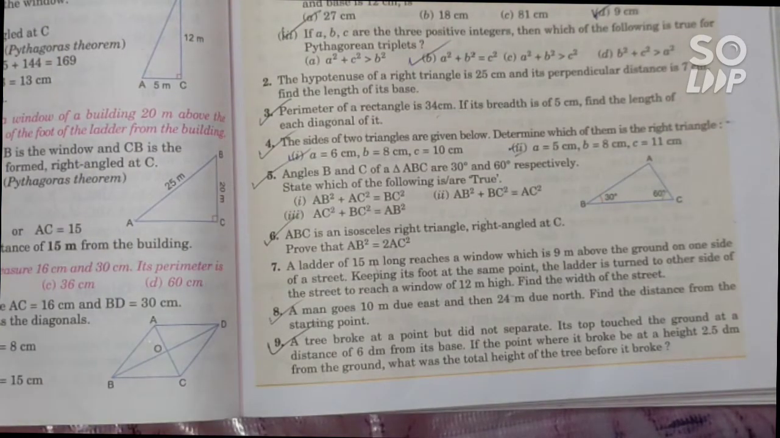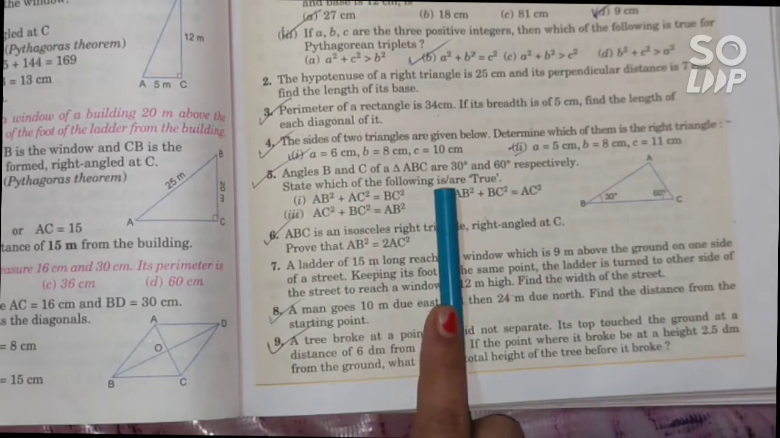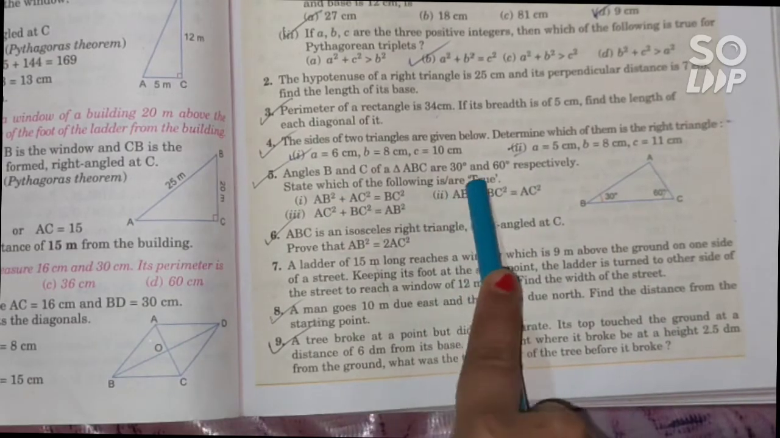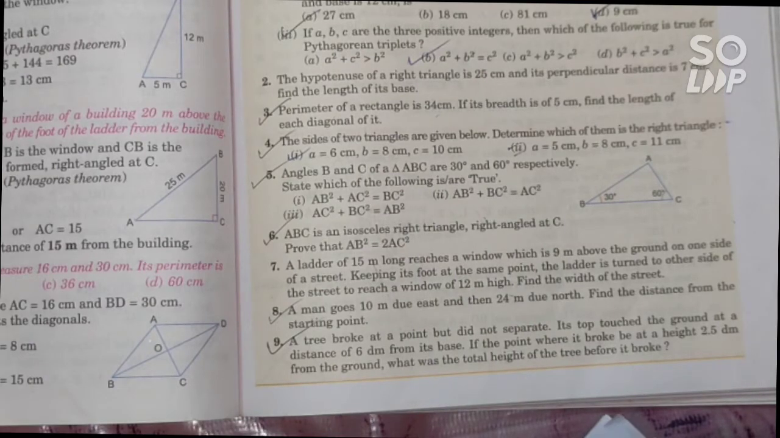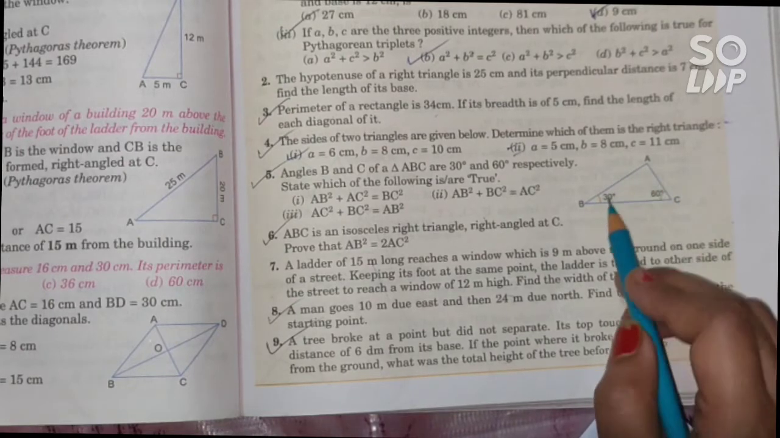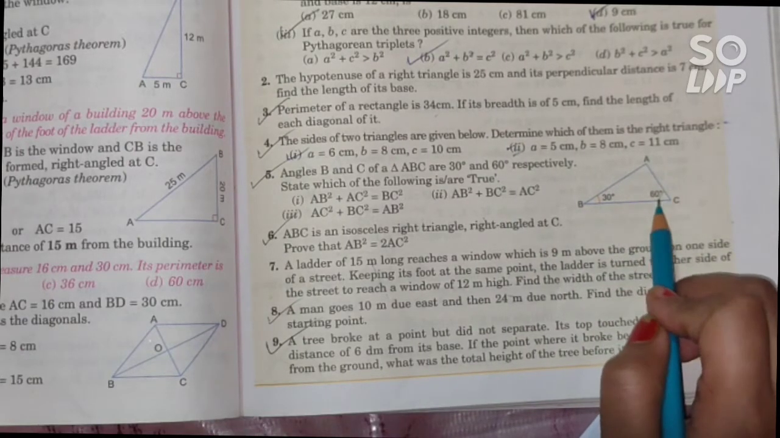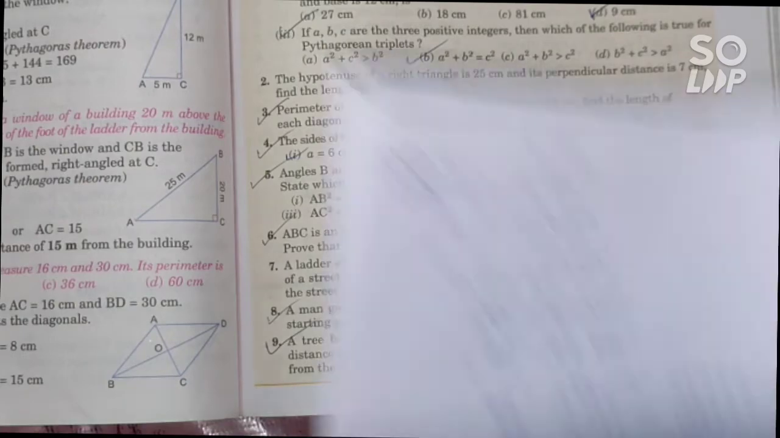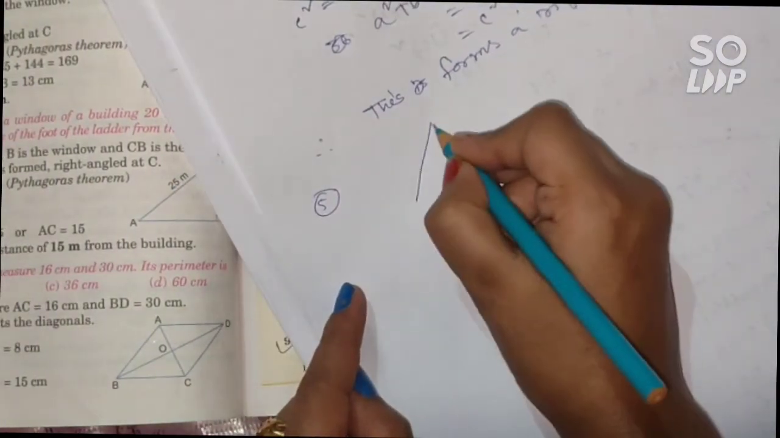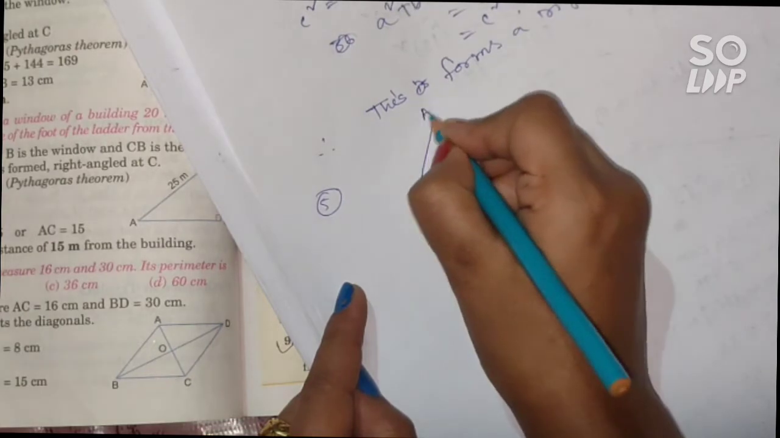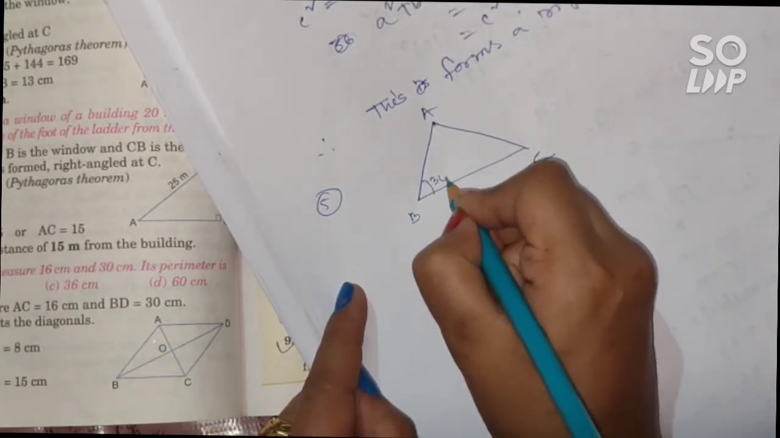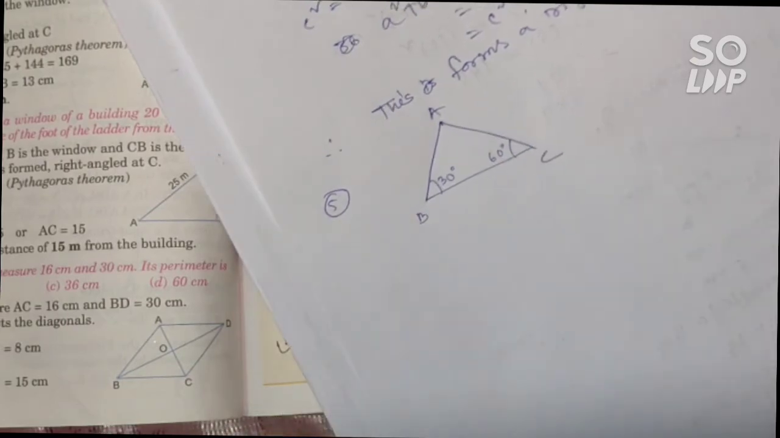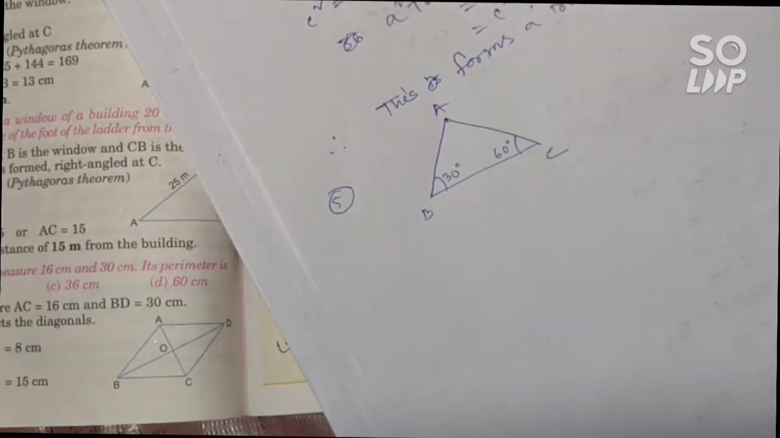Next, question number 5. Angle B and C of a triangle ABC are 30 degree and 60 degree respectively. State which of the following are true. First of all, you have to find the value of the third angle. ABC, this is 30 degree, this is 60 degree. First we will check, is this a right triangle?